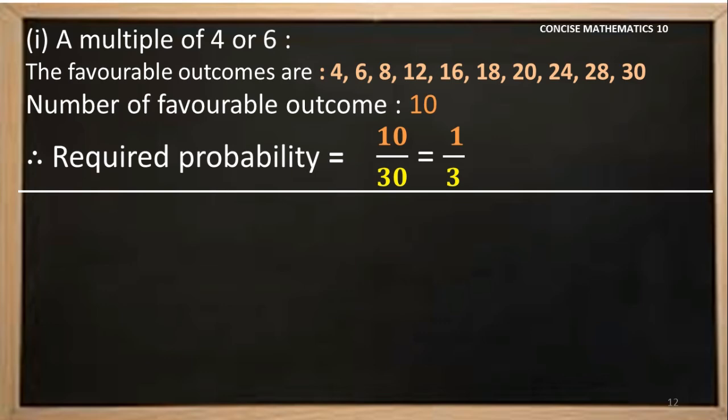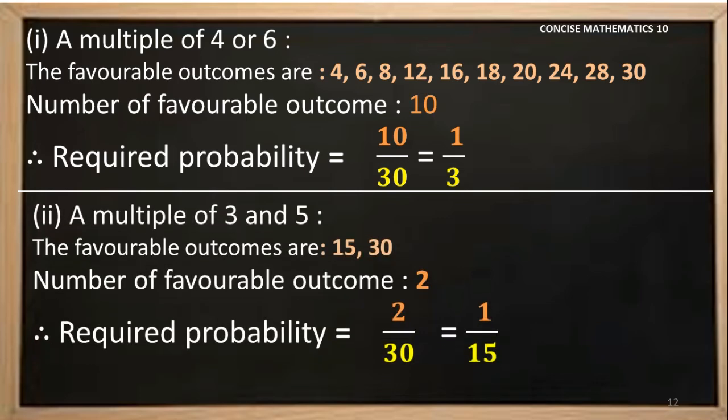In this way, you need to cross check for the numbers from 1 to 30. So there are only two possible outcomes, that is, one is 15 and the other is 30. These two are the multiples of 3 as well as the multiples of 5. 3 5s are 15, 5 3s are 15. 3 10s are 30, 5 6s are 30. Hence the probability is 2 by 30, which is equal to 1 by 15.